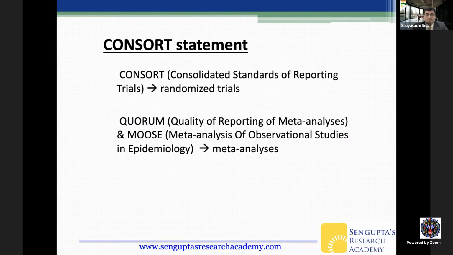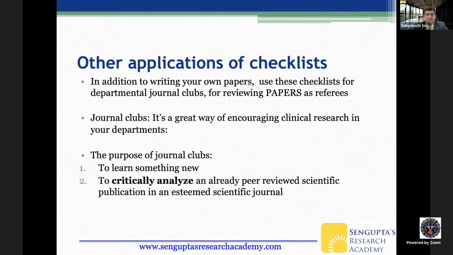CONSORT stands for Consolidated Standards of Reporting Trials. Same way there are QUOROM, MOOSE, PRISMA, and all of these. There are other applications of checklists. So in addition to writing your own papers, what you can do is you can use these checklists when you're presenting journal club articles. It's a great way of encouraging clinical research in your departments.